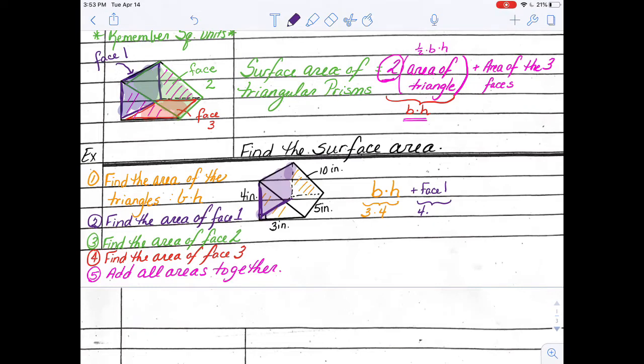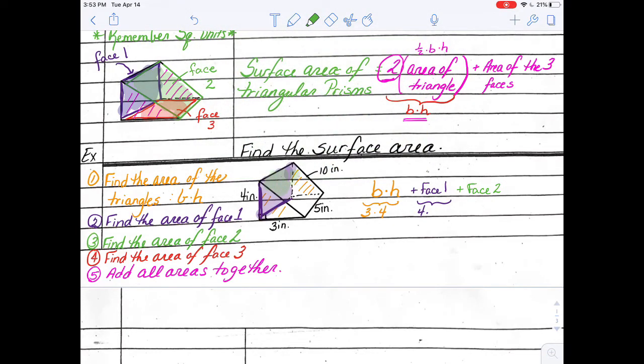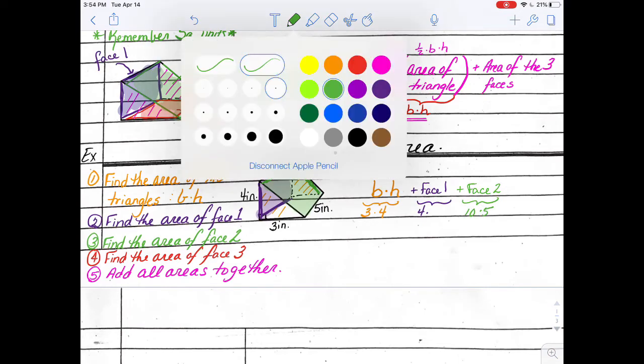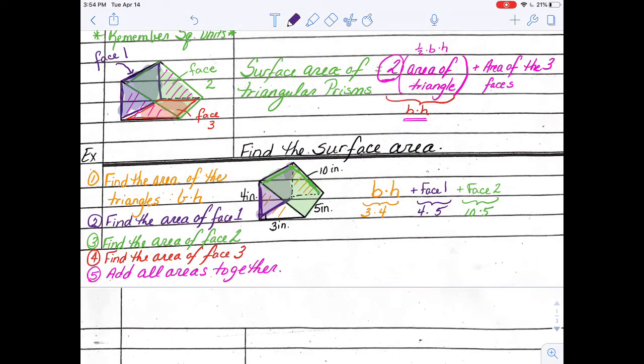Now, let's go ahead and look at face 2. Now with face 2, and again, I don't care which one you make, face 1 or face 2. Face 2, I'm going to go ahead and do this right side right here. And again, that's going to be your base times height, which is just for a regular rectangle, and that is 10 times 5. Oops, I think I accidentally erased one of my numbers. So let's go ahead and put that back. That was 4 times 5 right here.